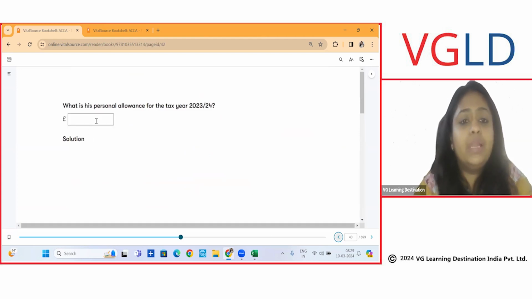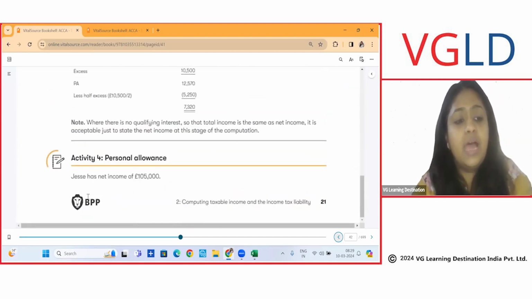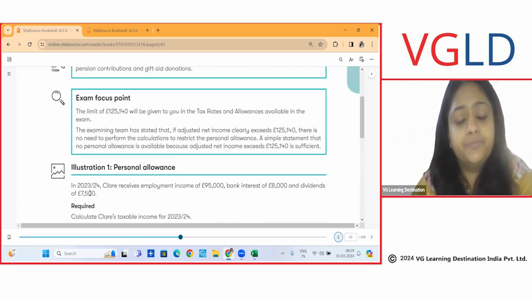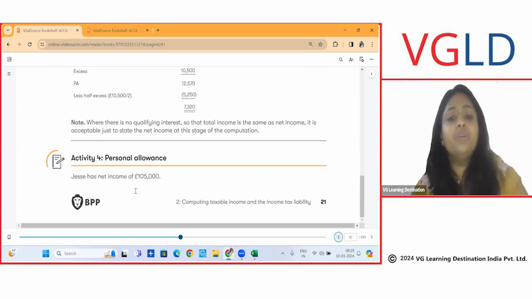Okay, you just have to tell me what is the tapered PA. After tapering, what is the PA? I think you can give me this answer. Activity 4, give me the answer. Type it in the chat box. Just tell me what is the tapered PA. Only that amount I need. Only one information is there.